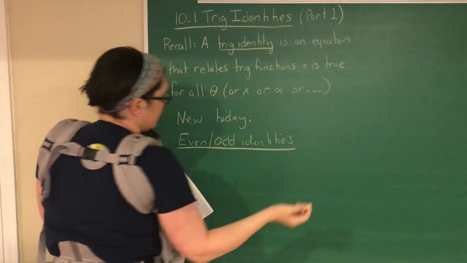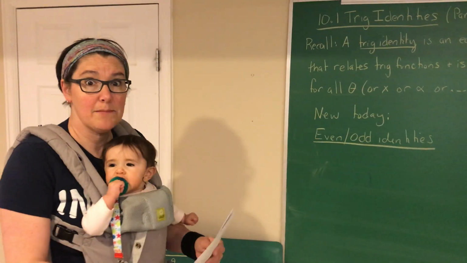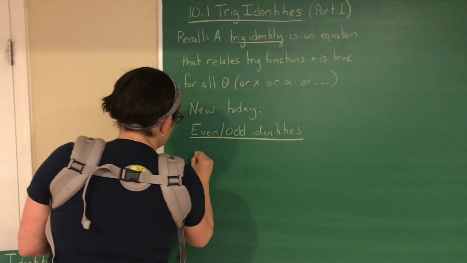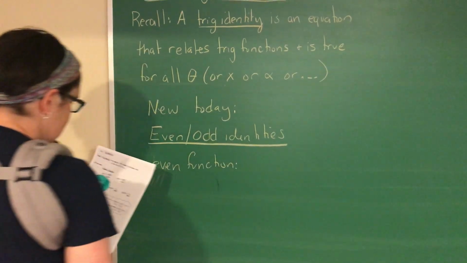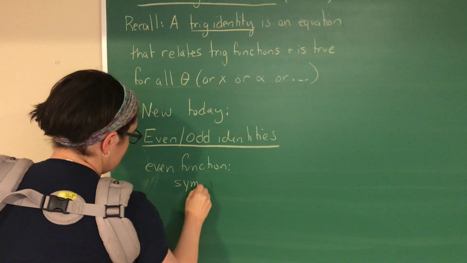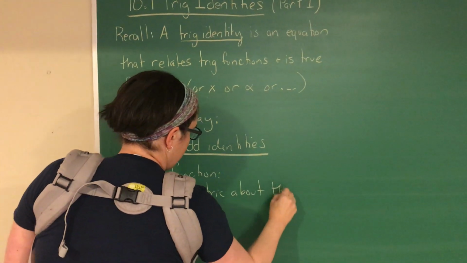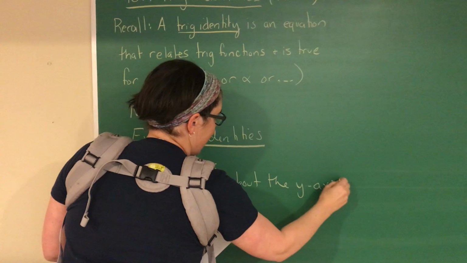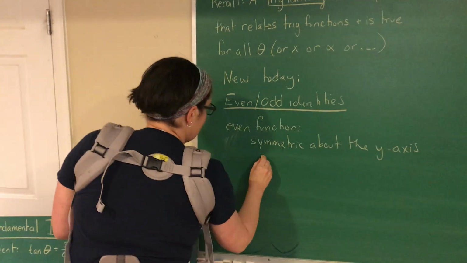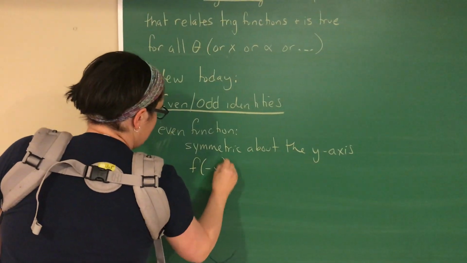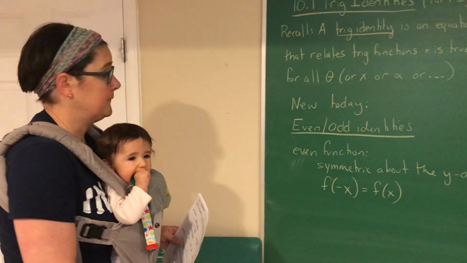These are called even and odd identities because it has to do with an even function versus an odd function. And you might remember from college algebra that an even function is a function that is symmetric about the y-axis, and the technical definition is that f of negative x is equal to f of x for all x's.